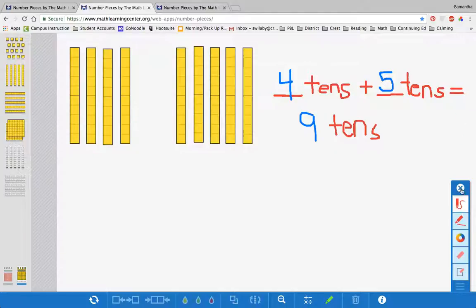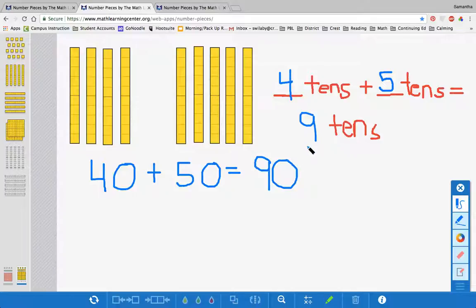So I can think of that the same if I'm thinking of that in terms of expanded form. 4 tens is the same as 40. 5 tens is the same as 50. 40 plus 50 is going to be 90. 9 tens. We can check that by counting by tens. 10, 20, 30, 40, 50, 60, 70, 80, 90. So I know I have 90 altogether.